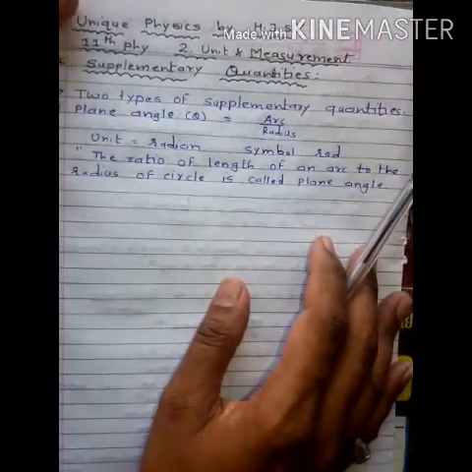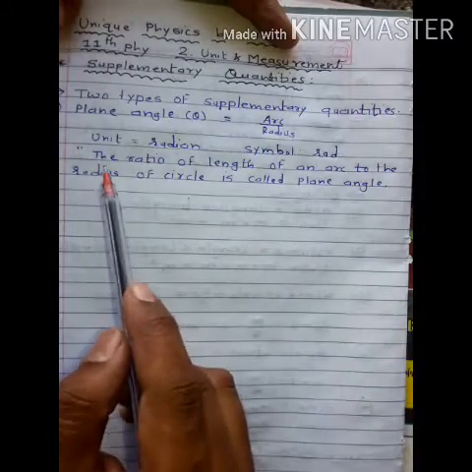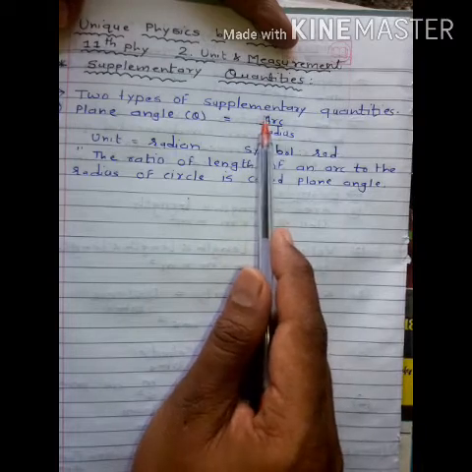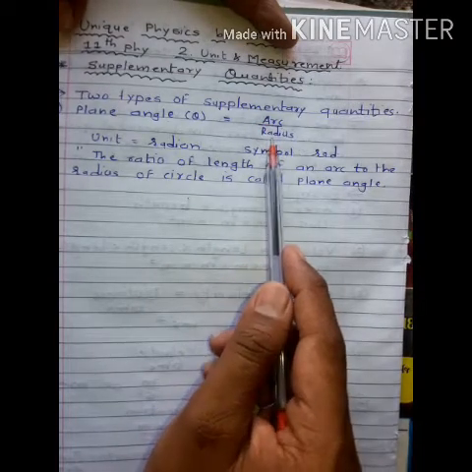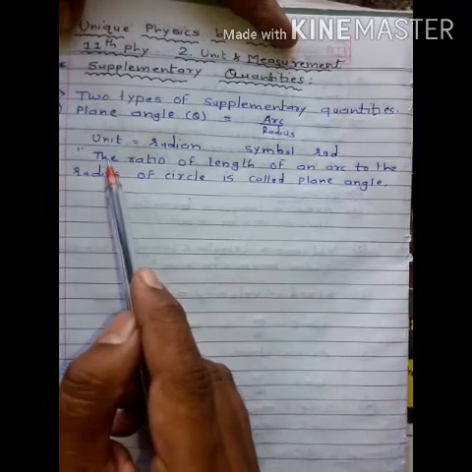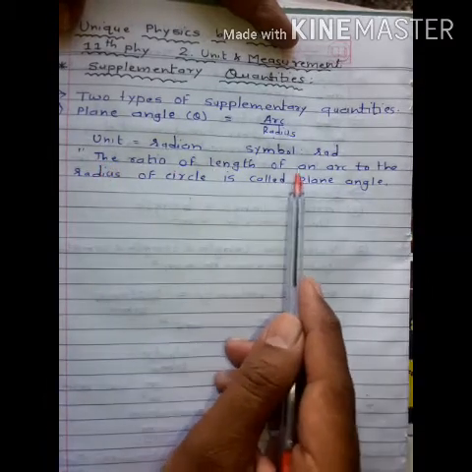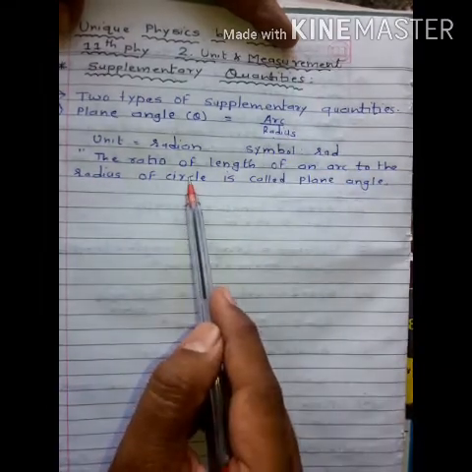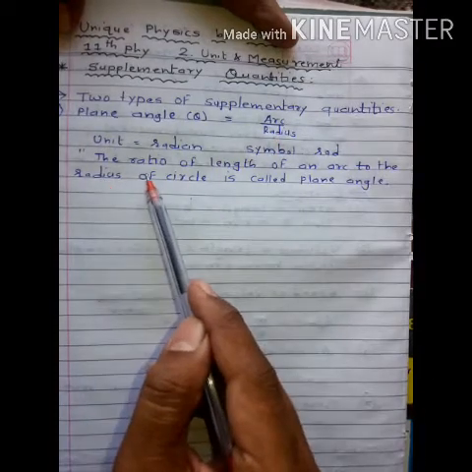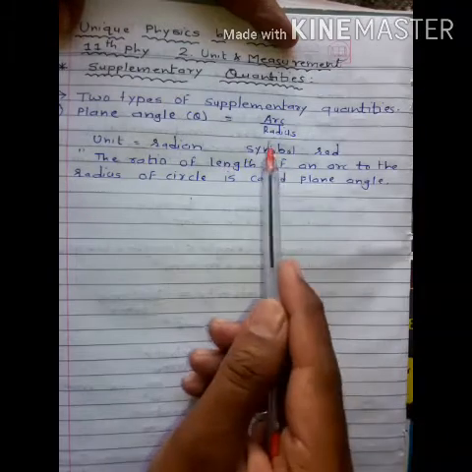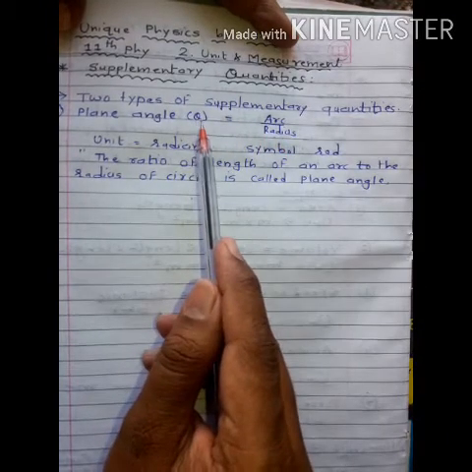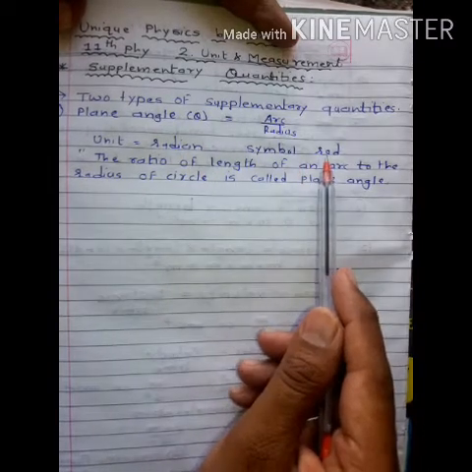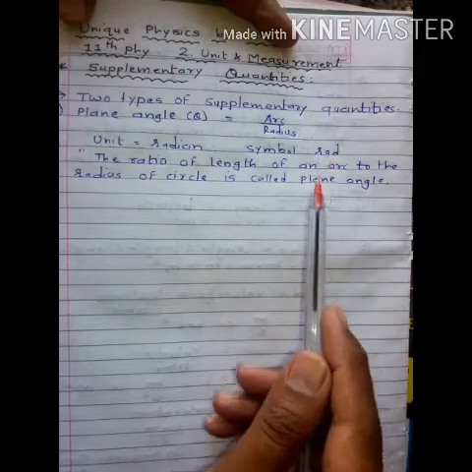Now remember the definition of plane angle. See this equation very carefully. Plane angle theta is equal to arc upon radius. So it is nothing but the ratio of arc to radius. This is our exact form of definition. The ratio of the length of an arc to the radius of the circle is known as plane angle. It is denoted by theta. Remember its unit is radian, and generally we use its symbol RAD.